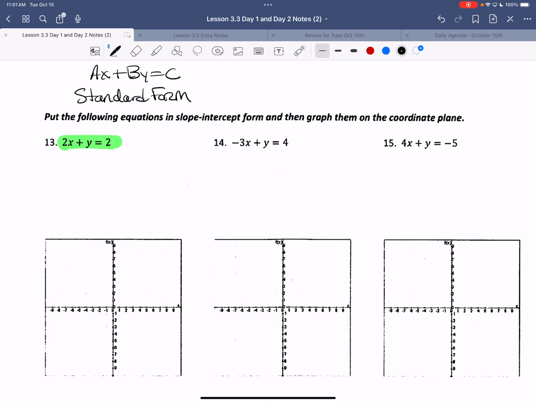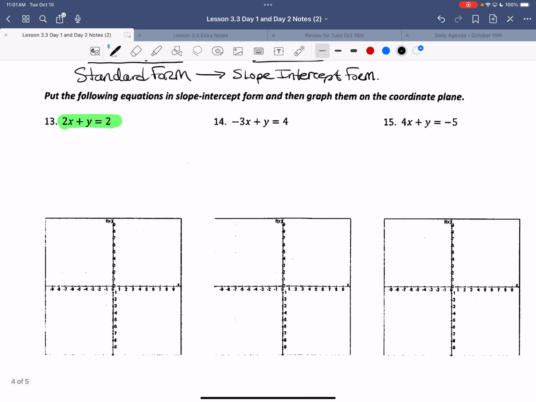Okay, so what we have to do is go from standard form to slope-intercept form. On Friday, everything was already in slope-intercept form, so we need to go to y equals mx plus b. Earlier in the year, we solved for y. You didn't know what you were doing, but you were going from standard form to slope-intercept form. So if we have to graph one of these, we have to solve for y first, then we do the graph. Go back to what we did a couple weeks ago.